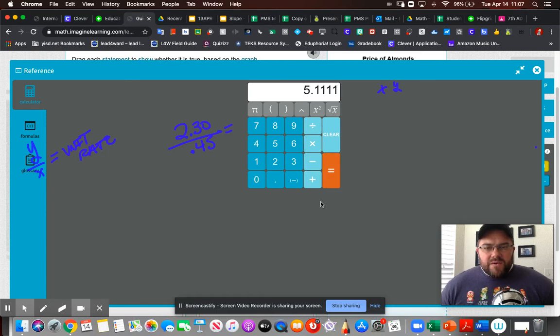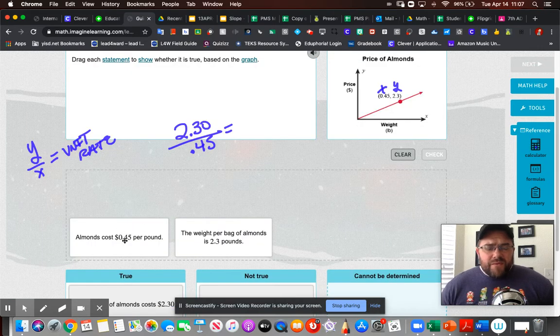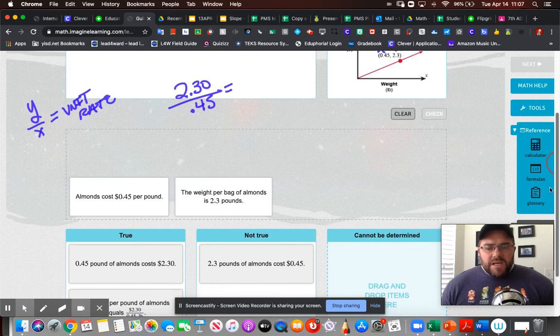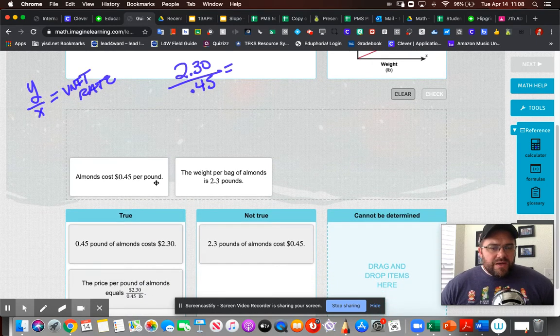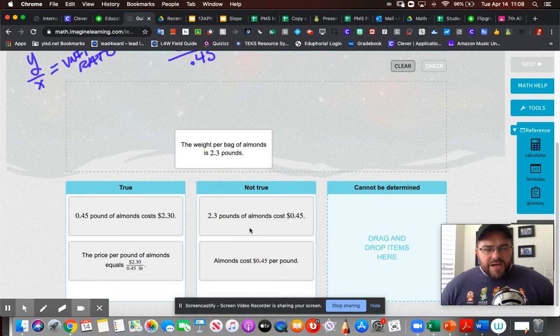And that equals 5.11111. Okay, so according to this, these almonds are a little over $5 per pound. They're not 45 cents per pound. All right, so I think we need to drag this one to the not true statement.